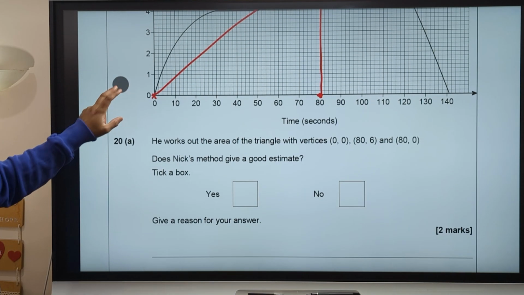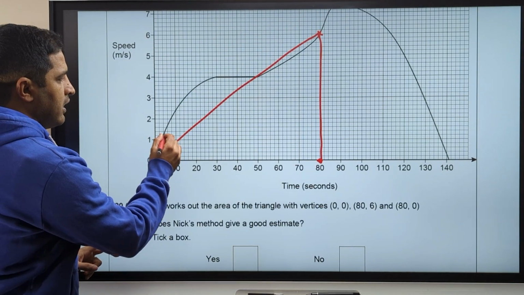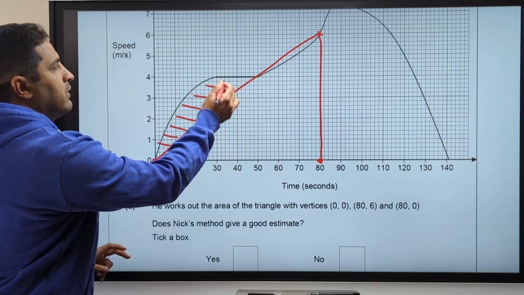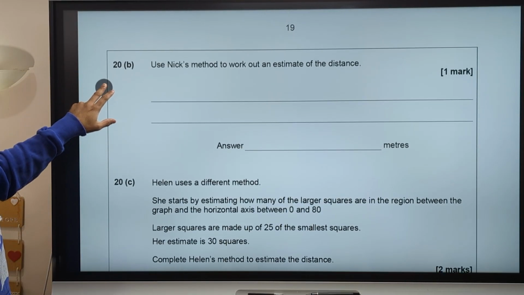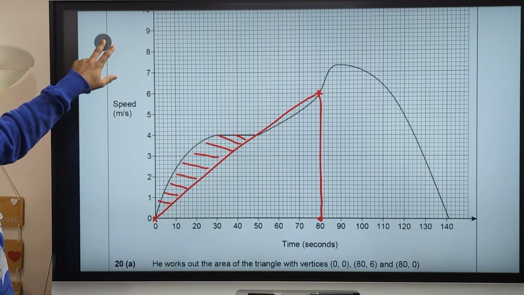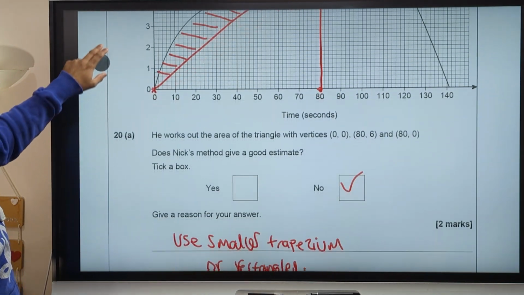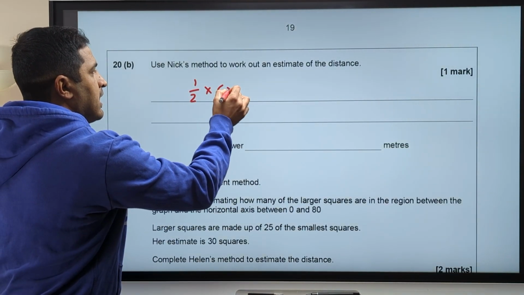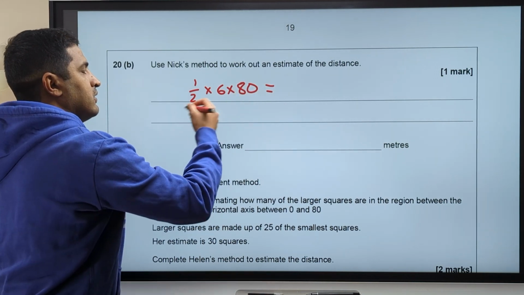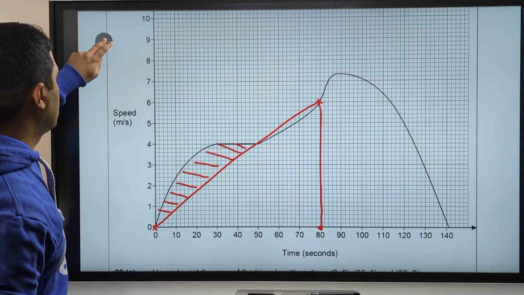I'd say no. And my reason for it is there's a lot of area here that Nick's not taking account of. Here's the next method to work out the estimate of the distance. Okay, so let's use that. The height is 6, the base is 80. So we're doing half times 6 times 80. So we're doing 80 times 3, which is 240 meters.